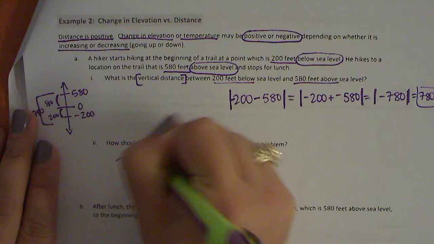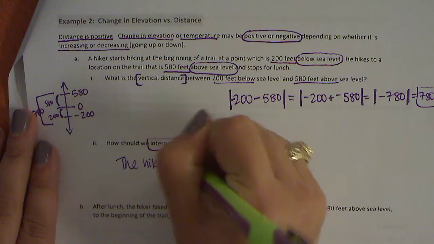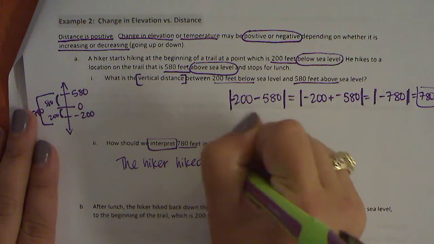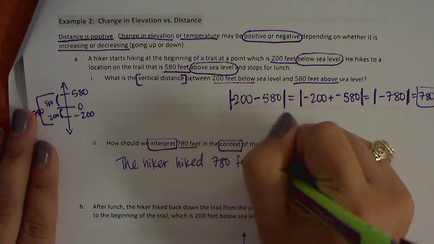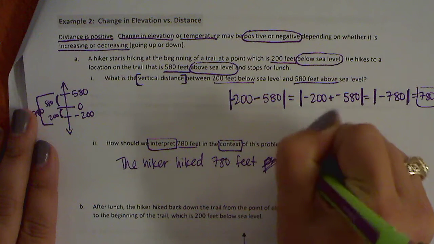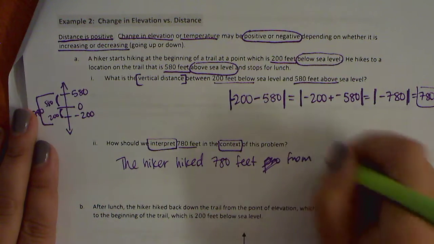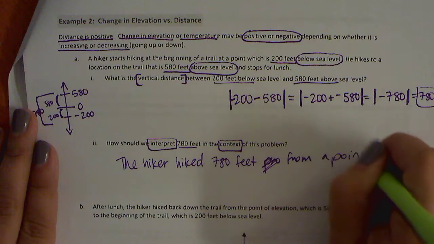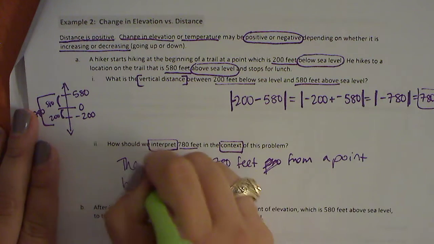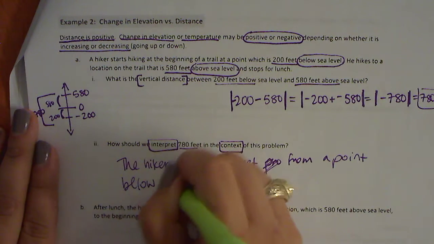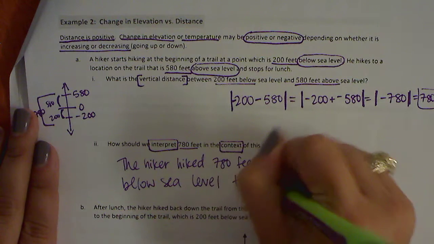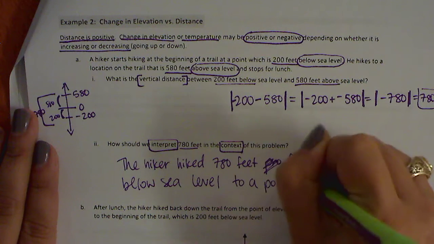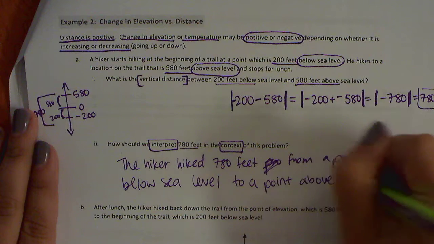The hiker hiked 780 feet from a point below sea level. Remember, he started at negative 200 to a point above sea level. That was 580 feet.